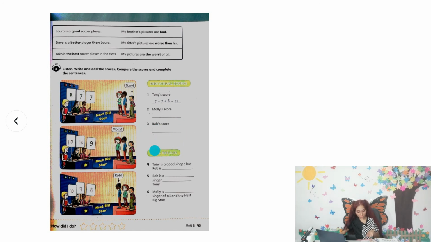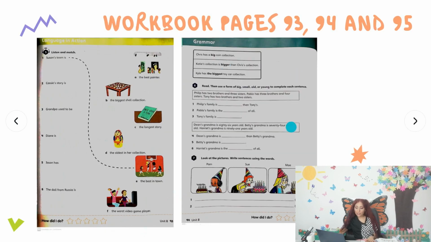Final results. Number 4. Tony is a good singer, but Rob is better or worse. Number 5. Rob is a good or bad singer, or better singer than Tony. What do we have in here? Number 6. Molly is blank singer of all and the next big star. Okay, so we're comparing Molly with the rest of the group. Is she the best or is she the worst? Okay, so that's it.